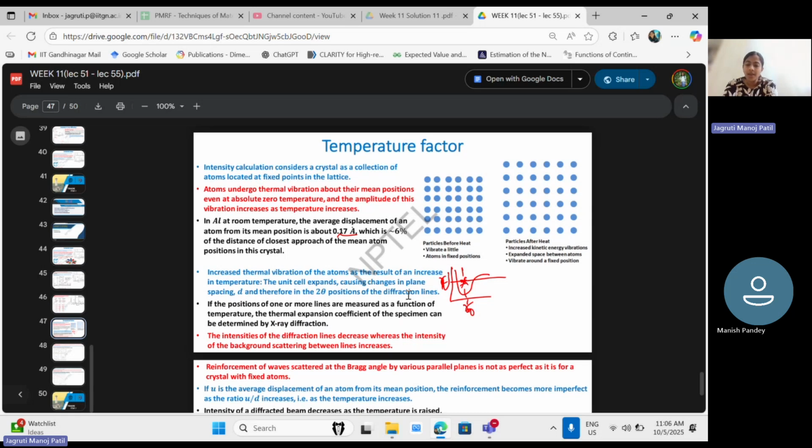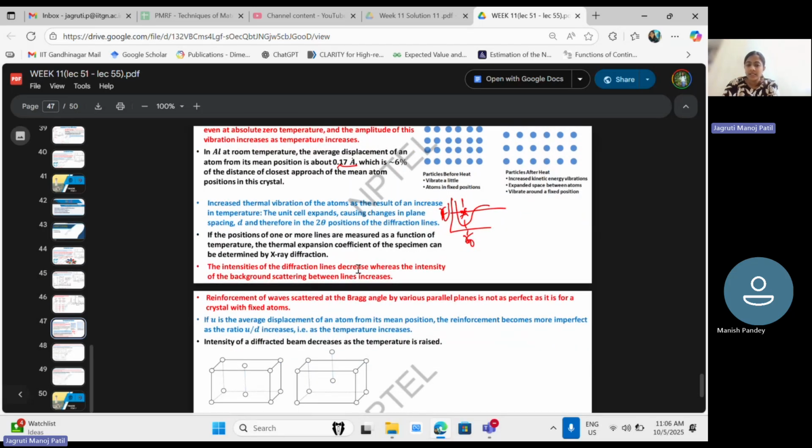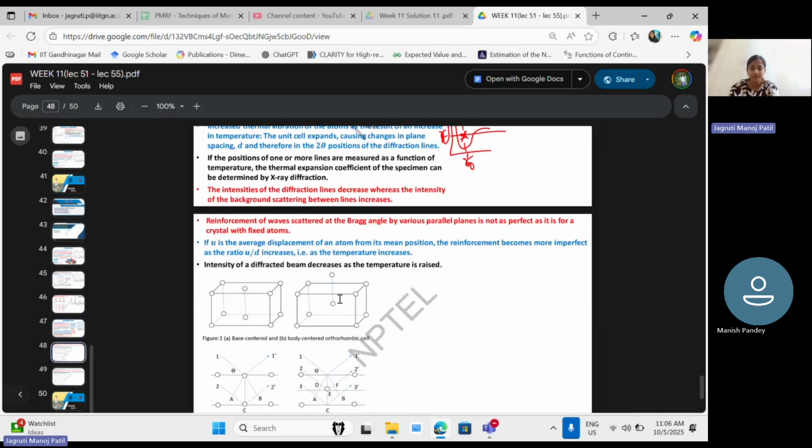So what do you have with respect to the path difference? That's always 2 theta by d. And if the positions of one or more lines are measured as a function of temperature, the thermal expansion can also be determined as a function of your X-ray diffraction. The intensity of the scattering lines decreases while the intensity in between the lines increases. So if you have more spacing, the intensity of diffraction will decrease in those cases.